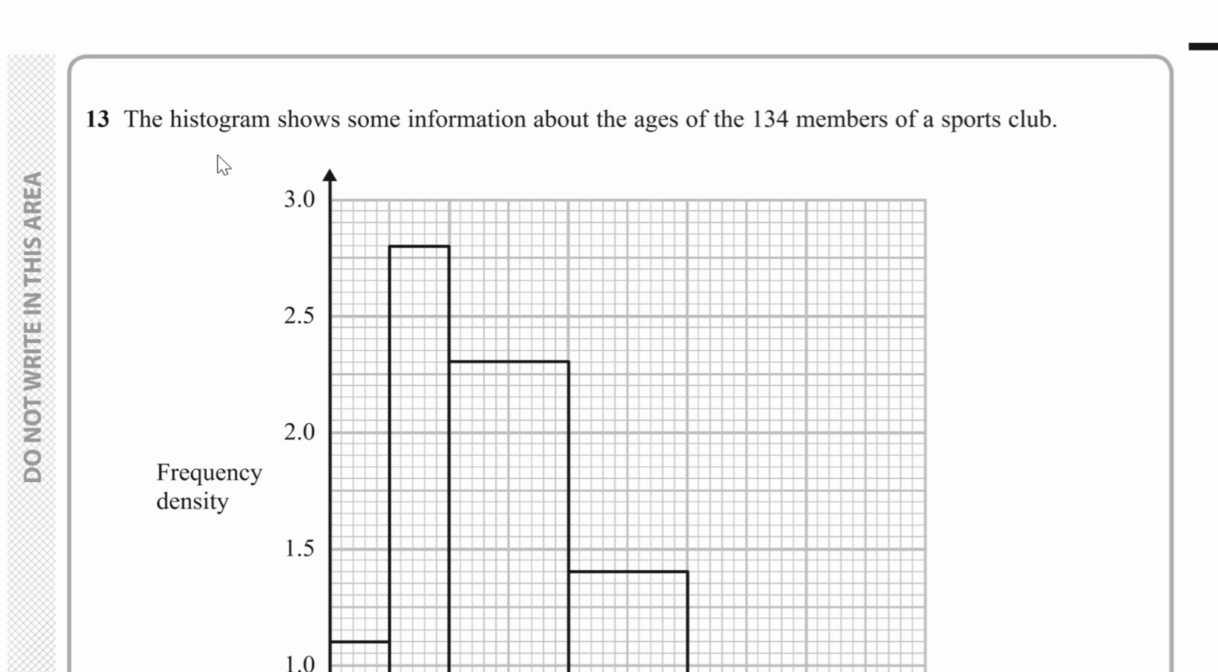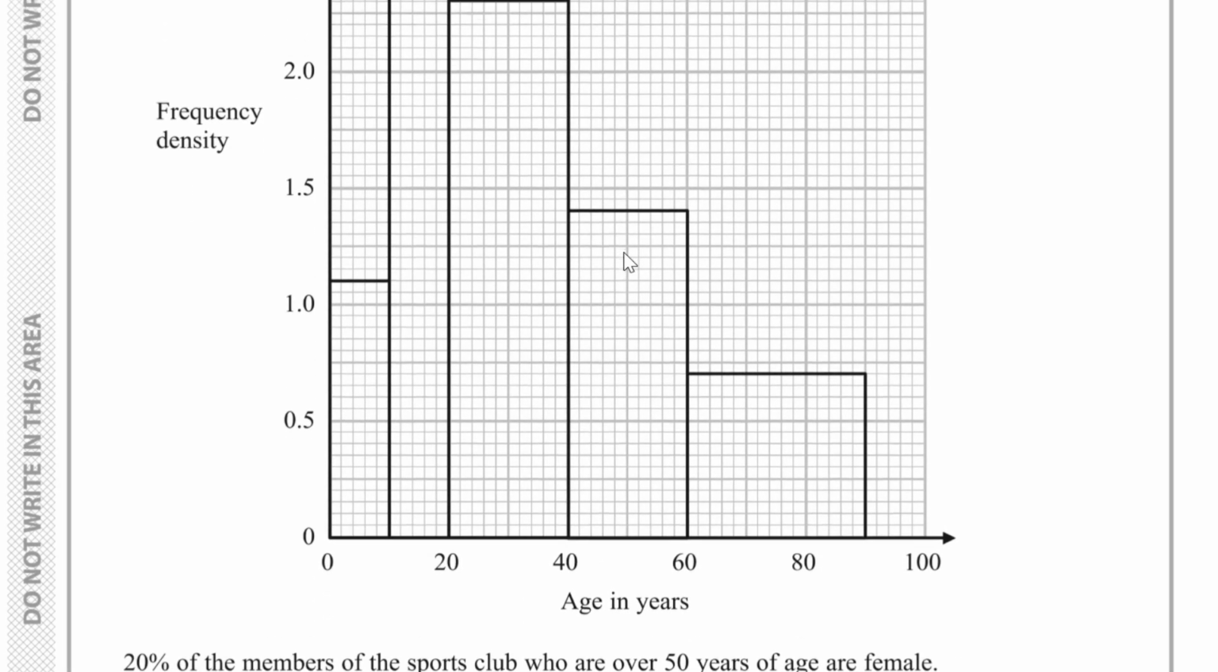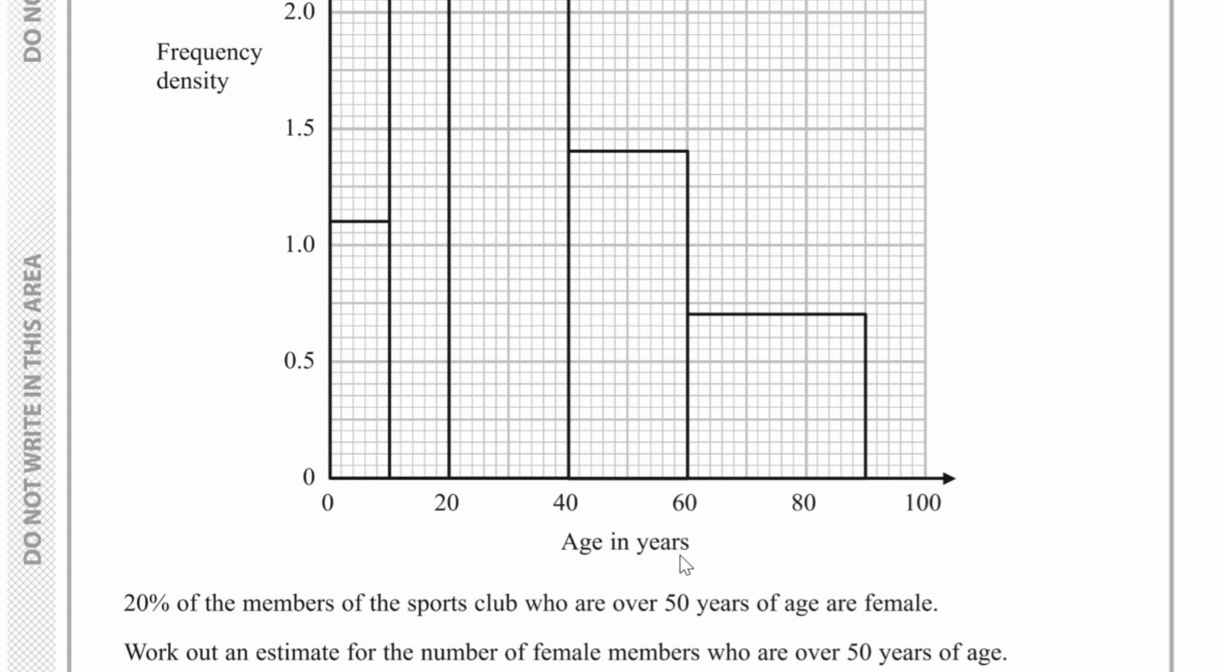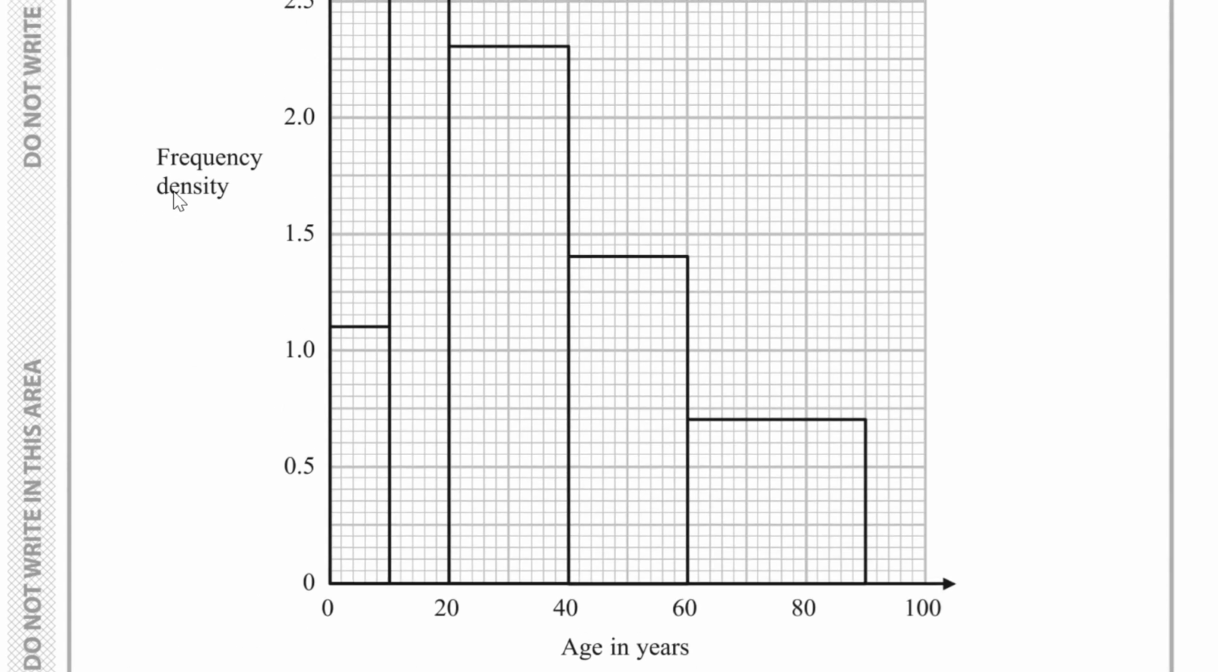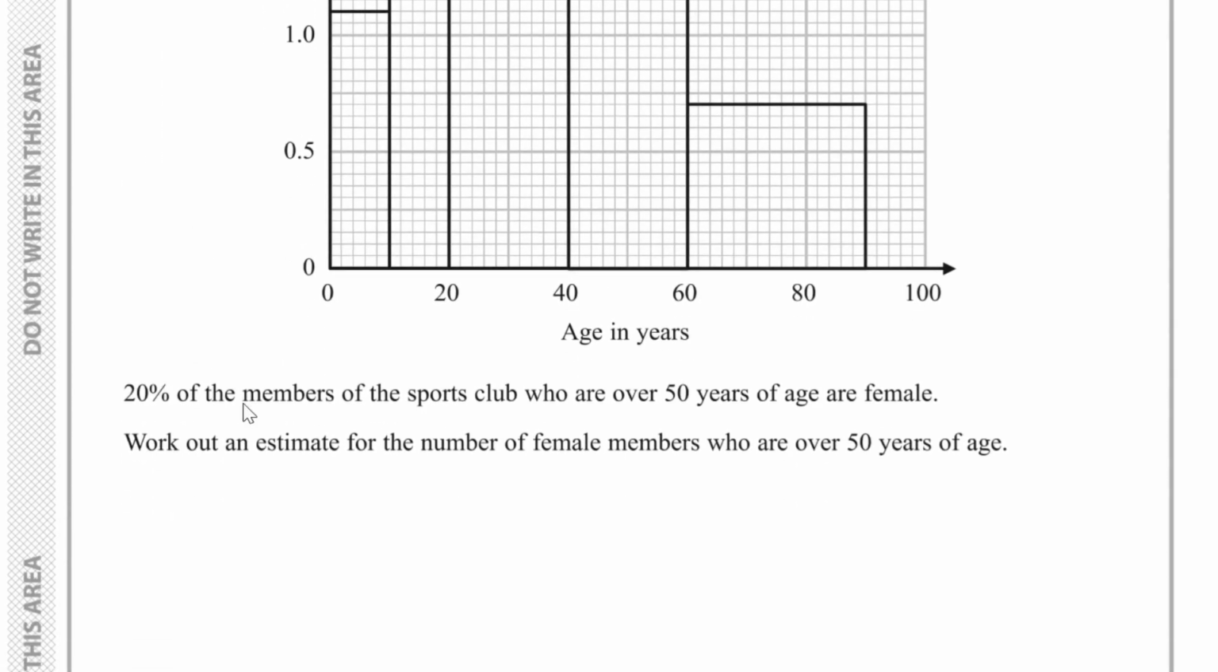Question 13. The histogram shows some information about the ages of the 134 members of a sports club. So you can see here we've got the age in years and we've got the frequency density. 20% of the members of the sports club who were over the age of 50 are female. We have to work out an estimate for the number of female members who are over 50 years of age.